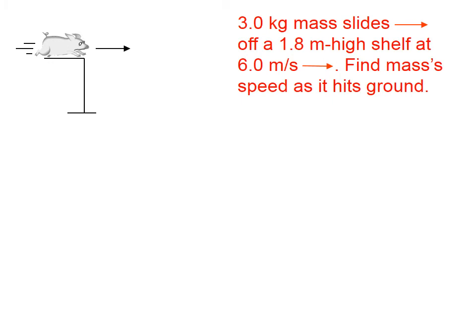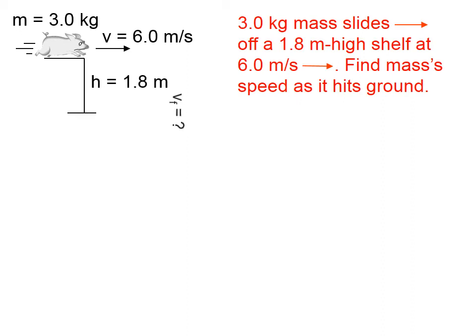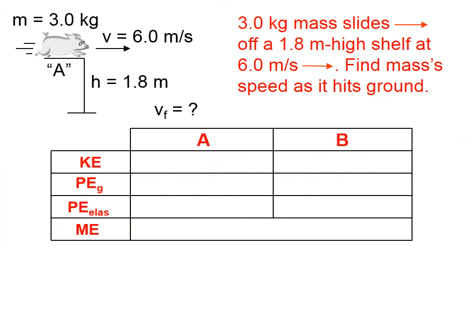Let's do the same problem, but this time we'll just plug the numbers in. There's our mass. The height of the shelf is 1.8 meters. The pig's initial speed is 6.0 meters per second, and we want the final speed when the pig hits the ground. Let's define the top configuration as snapshot A, and when the pig is just a hair above the ground, that'll be snapshot B. Again, if we're going to calculate a gravitational potential energy, we have to define a reference line. So we're going to define that, as we did on the previous slide, as the floor.